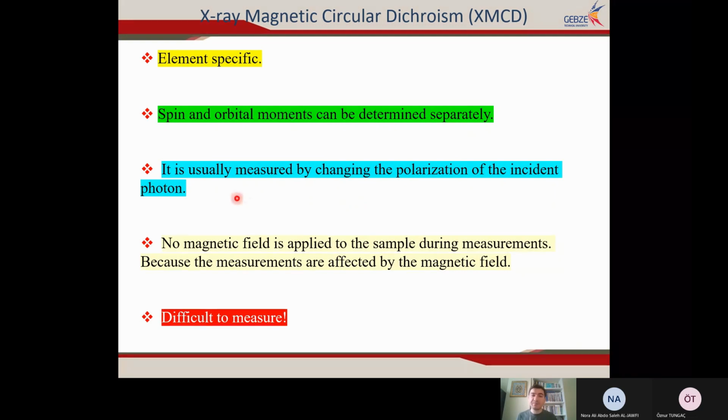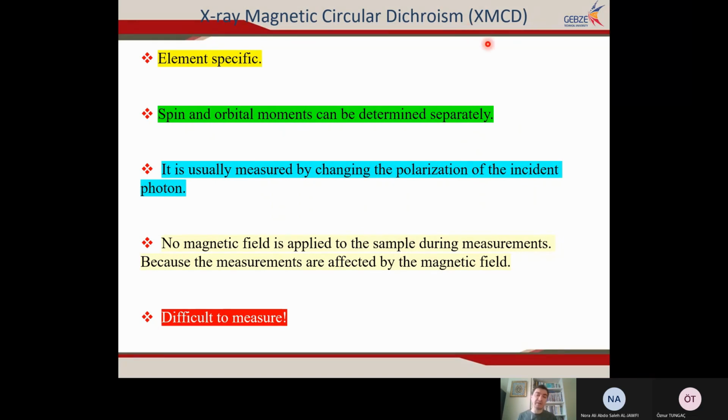In addition to that, this method is used by changing the polarization of the incident photon from the synchrotron light source. You choose the incoming polarization of the photon, and then you carry out your measurement and you change the polarization and you repeat your measurement. So in case of XMCD experiments, we change the polarization of the incident photon. So we mainly use circularly polarized light. But in case of XMLD, there is another method, X-ray magnetic linear dichroism.